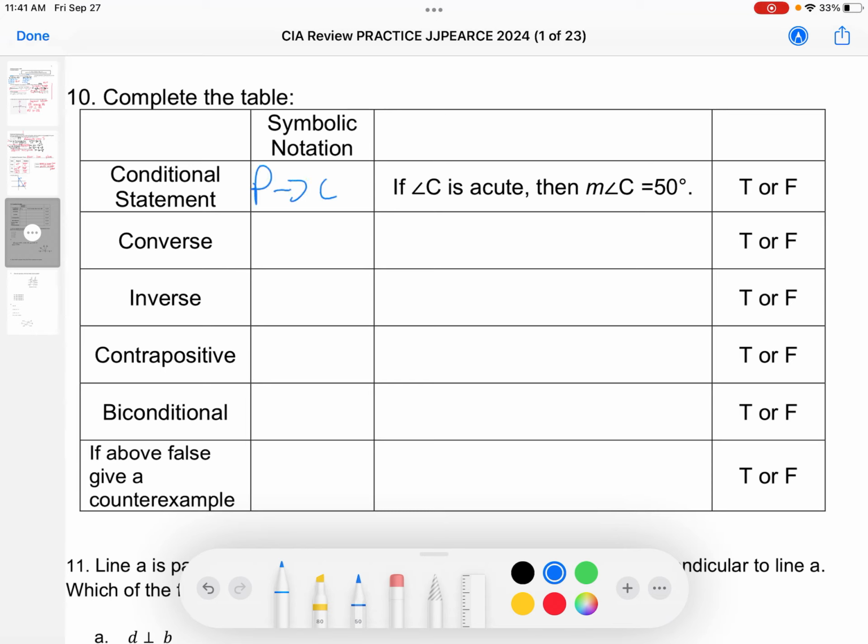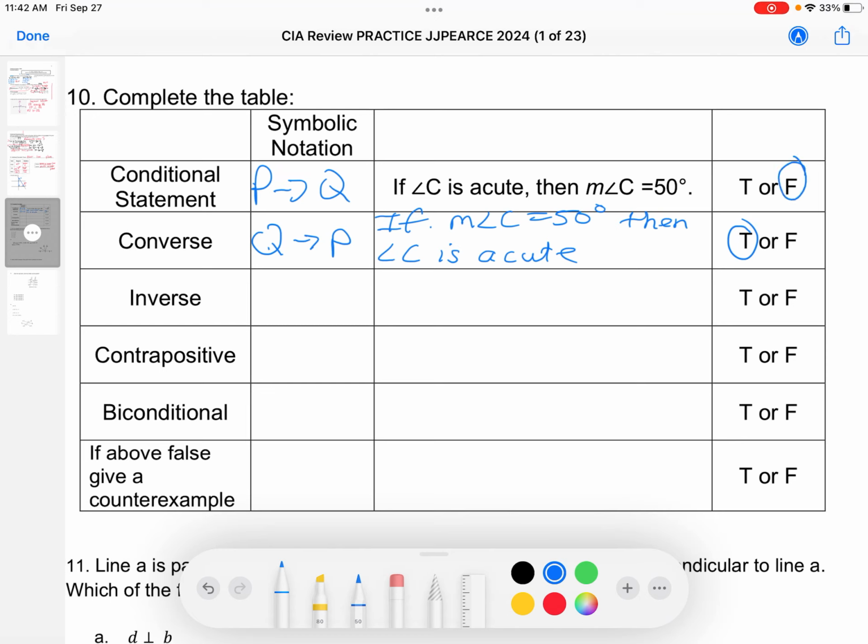Complete the table. Okay, so this is P to Q. The converse is Q to P. So the converse would be: if the measure of angle C is equal to 50 degrees, then angle C is acute. Okay, that would be true. But if angle C is acute, then it's 50 degrees.